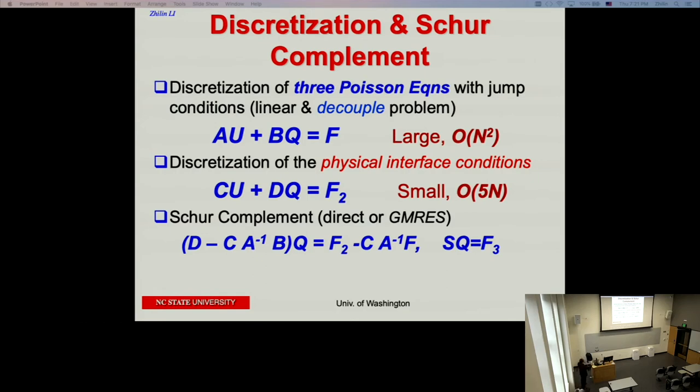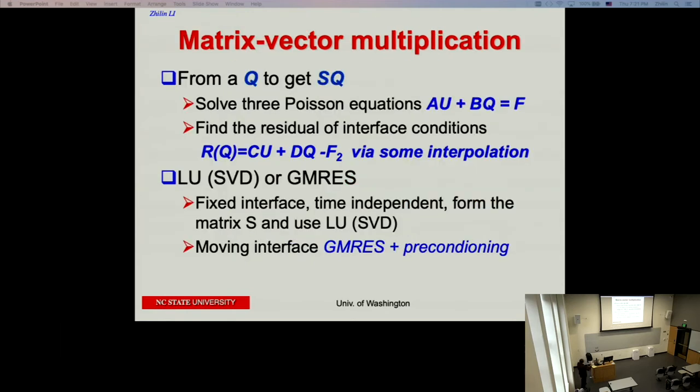But of course, how do you solve this system of equations? I talked to several people, and you can use different methods. This one is big, and this one is small, so I do the Schur complement. And I think in a graduate class, you know how to get the Schur complement. The Schur complement is a smaller system of equations. Then whether we should use Gaussian elimination or GMRES depends on applications. If you have a free boundary, the boundary is moving and you change the time step, then you want to use GMRES. But for many problems, the interface is fixed, and so the Schur complement is fixed. So you just do LU, or I use the SVD, singular value decomposition, just once. Then I get a very fast solution. So that's the idea.